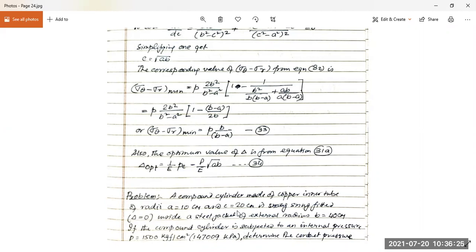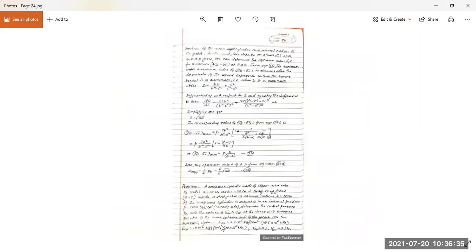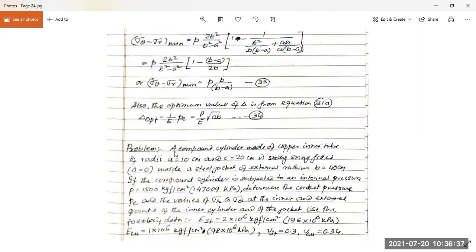Let us go through one problem for the remaining part of our time. What is given in the problem? A compound cylinder made of a copper inner tube of radius A equal to 10 centimeter and outer radius C equal to 20 centimeter, and shrink fit allowance delta is equal to 0, made with a steel jacket of external radius B, inside the cylinder.